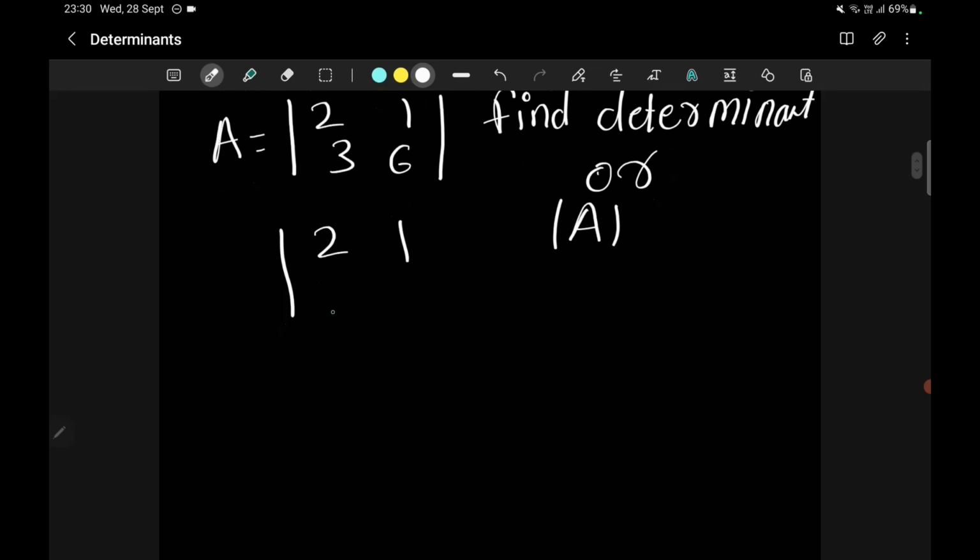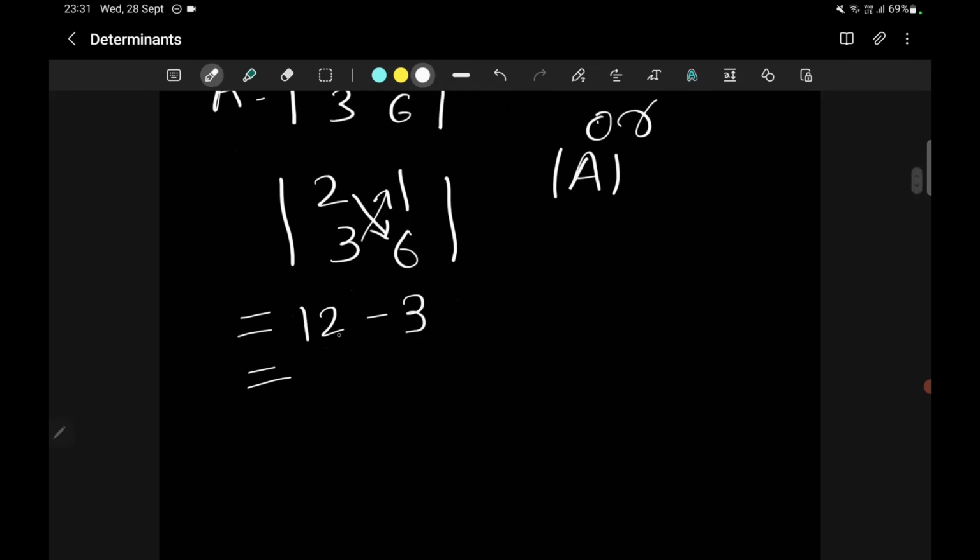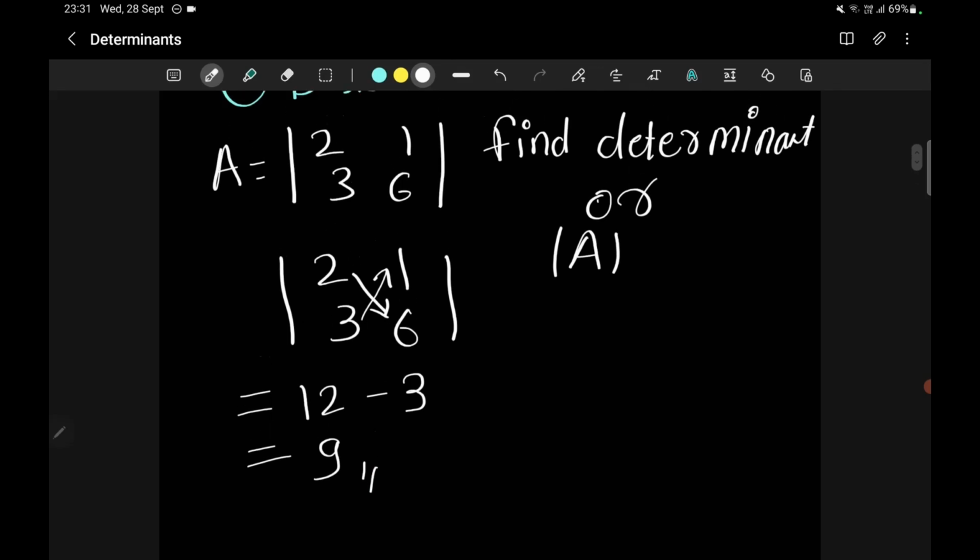First you can write this question. Then what you have to do is multiply this term with this, then minus, then multiply this term with this. First multiply both the terms. 2 into 6 is 12, minus 3 into 1 is 3. Therefore if you subtract 3 from 12, you will get 9. This is how you will find the determinant of A.